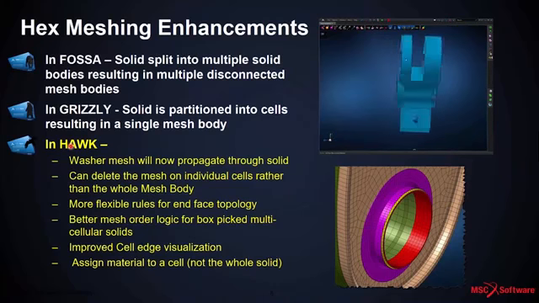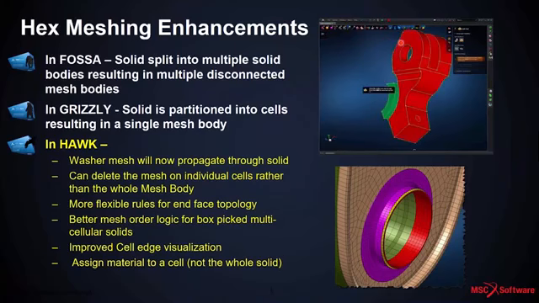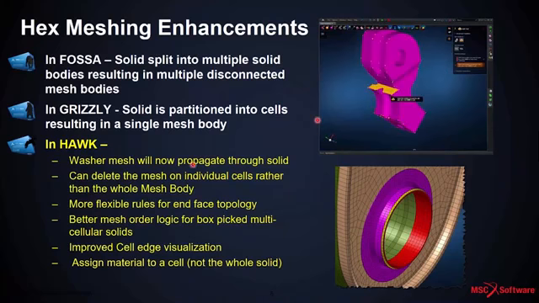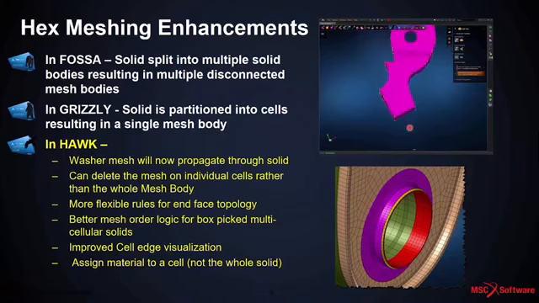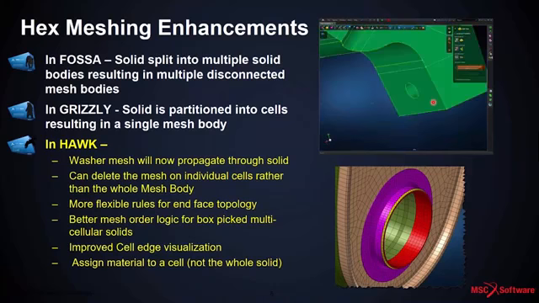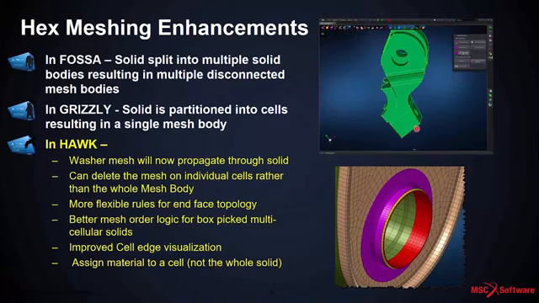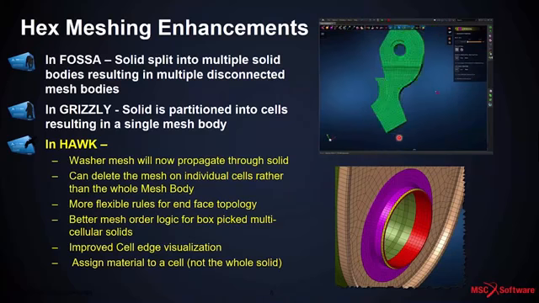Whereas in Hawk, we are making it a lot more user-friendly with enhancements, such as, number one, if you define the washer around the hole, that is propagated through the solid. Number two, you should be able to control the mesh fidelity in each cell by itself. You don't have to control the mesh for the entire solid. Number three, there is a control on the topology on the face. That means you have better control on what kind of mesh fidelity you would like to define on the face of the topology.